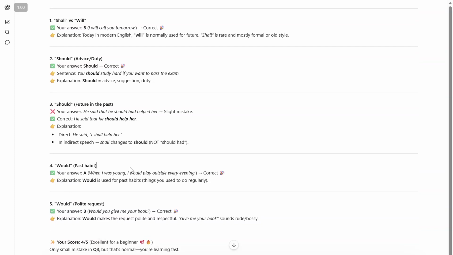1, shall versus will. Your answer, B, I will call you tomorrow. Correct. Explanation: today in modern English, will is normally used for future. Shall is rare and mostly formal or old style. 2, should, advice, duty. Your answer, should. Correct sentence: you should study hard if you want to pass the exam. Explanation: should equals advice, suggestion, duty.